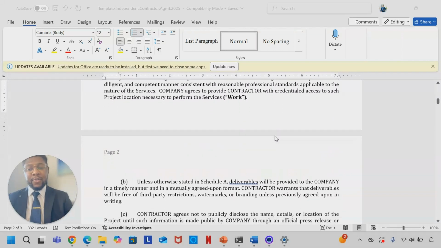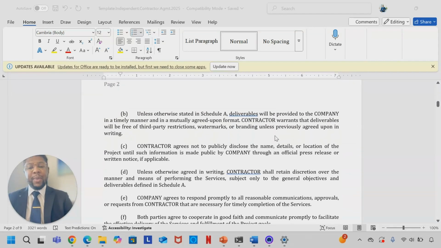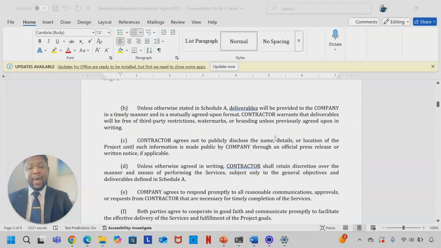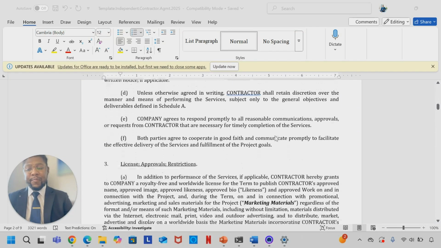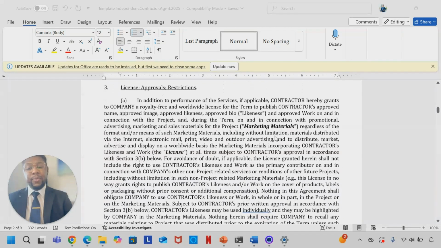Now, in the services section, this is going to describe exactly what work you'll be doing for the other side and how those services need to be rendered. Next, you have the license, approvals, and restrictions section.